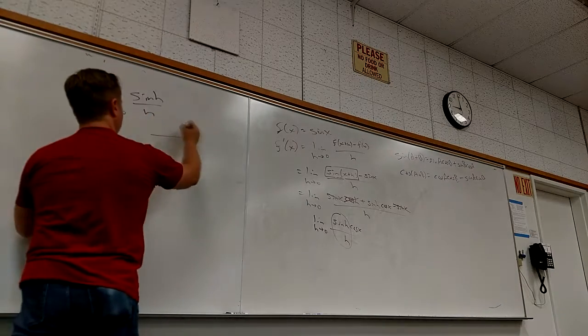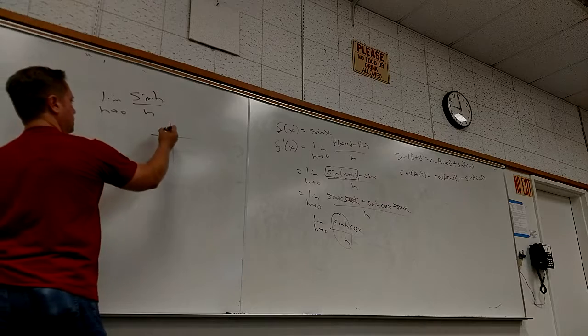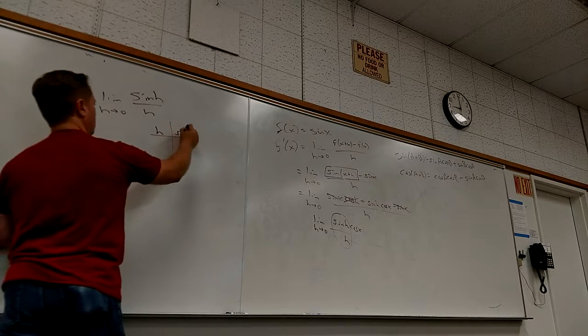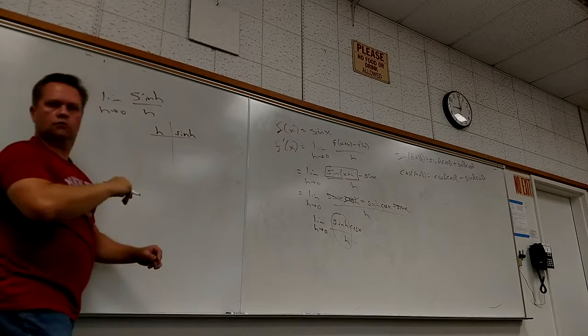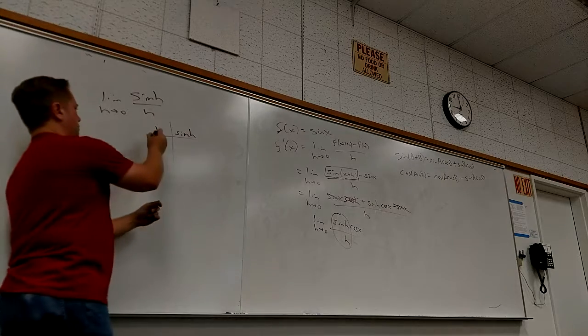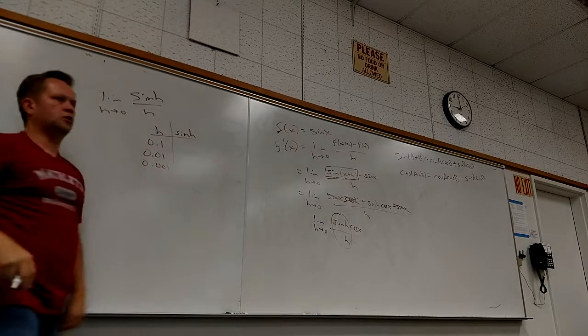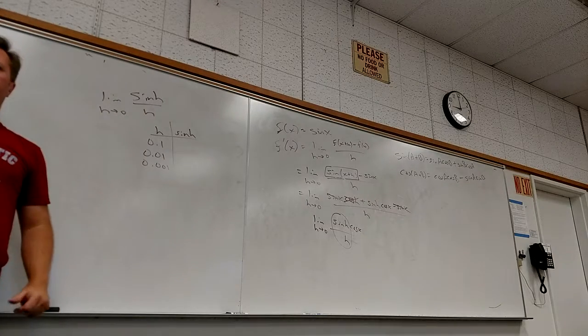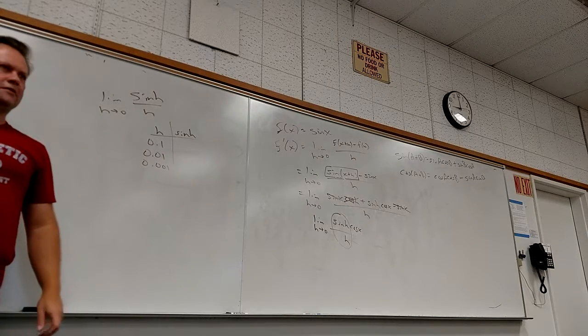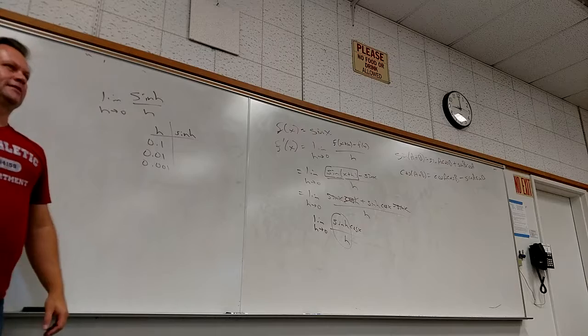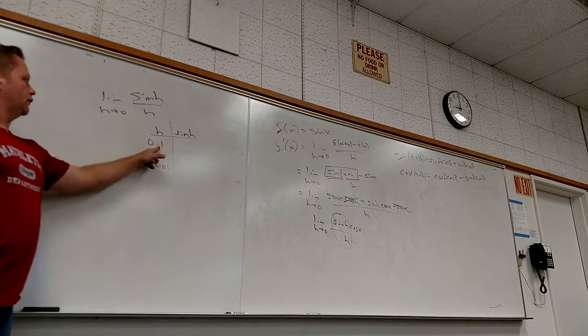So let's do like we do when we investigate stuff we don't know. We make a little table. If I put 0.1, 0.01, 0.001, what should your calculator be set to? What mode? Radians. So try it. What is sine of 0.1?